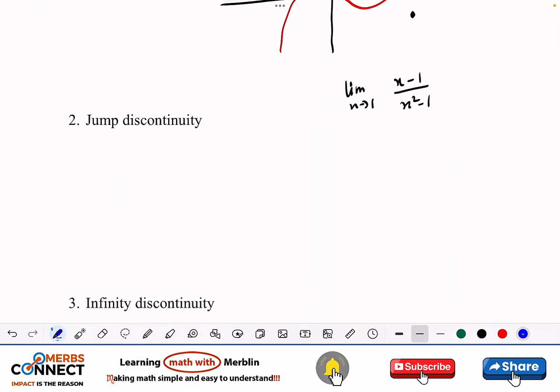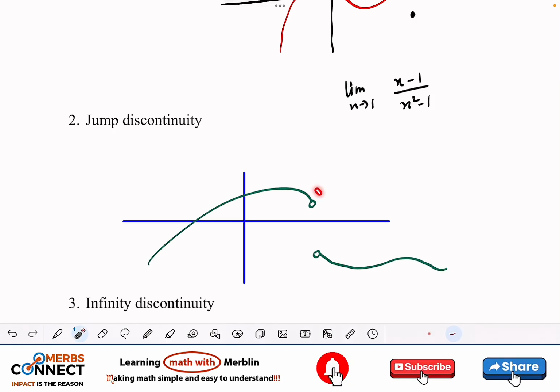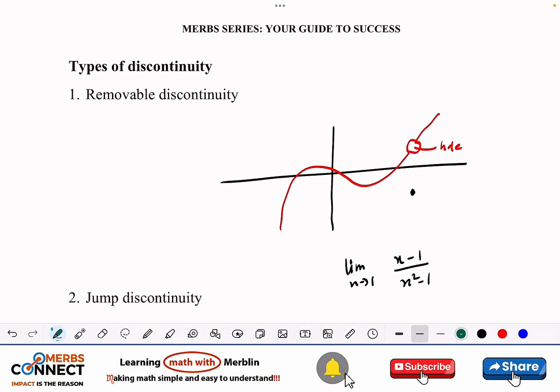Now, another one that we can talk about is the jump discontinuity. Jump discontinuity, as the name implies, is a jump, right? So maybe I continue here, then when I get to this place, I jump to, let's say, here and continue from somewhere here. So this is a jump discontinuity. With a jump discontinuity, the limit does not exist. So here, let me write something for you.